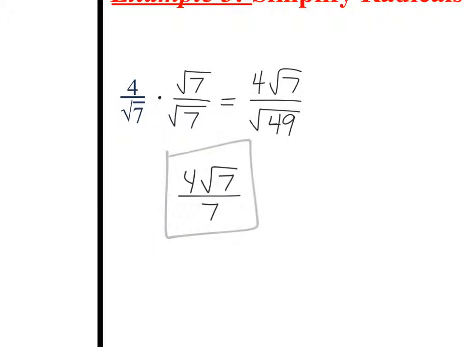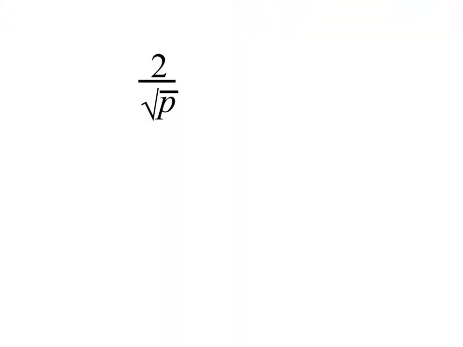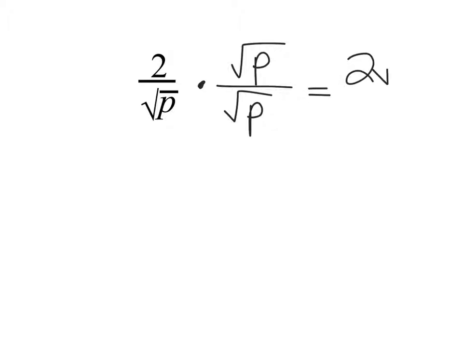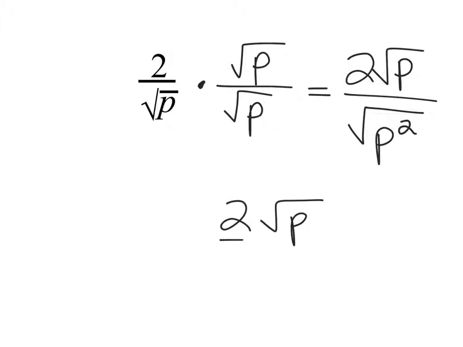Okay, we don't like this because there's a square root in the denominator. What should I multiply by? Yep, the square root of p on both the top and the bottom. When we do that, on the top you get 2 root p. What do you have on the bottom? Square root of what's p times p? P squared. And the square root of p squared is p. So those square roots cancel each other out.